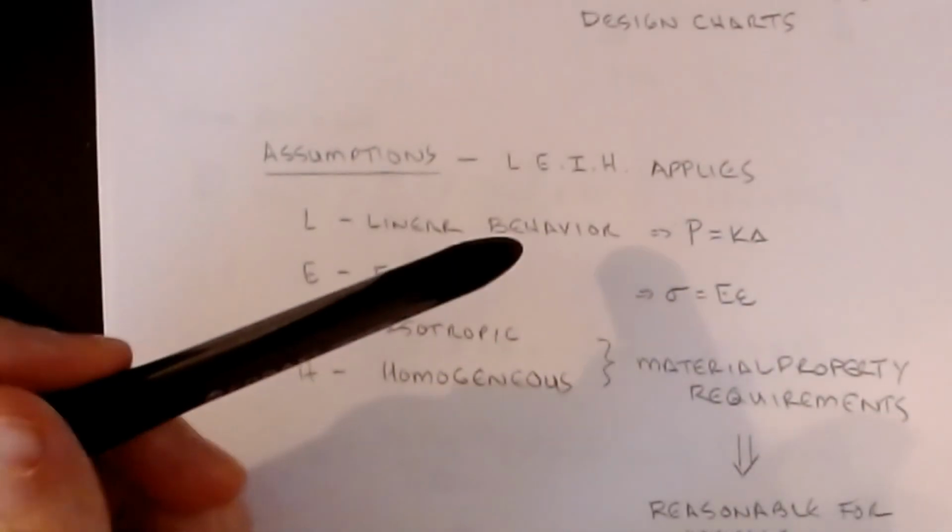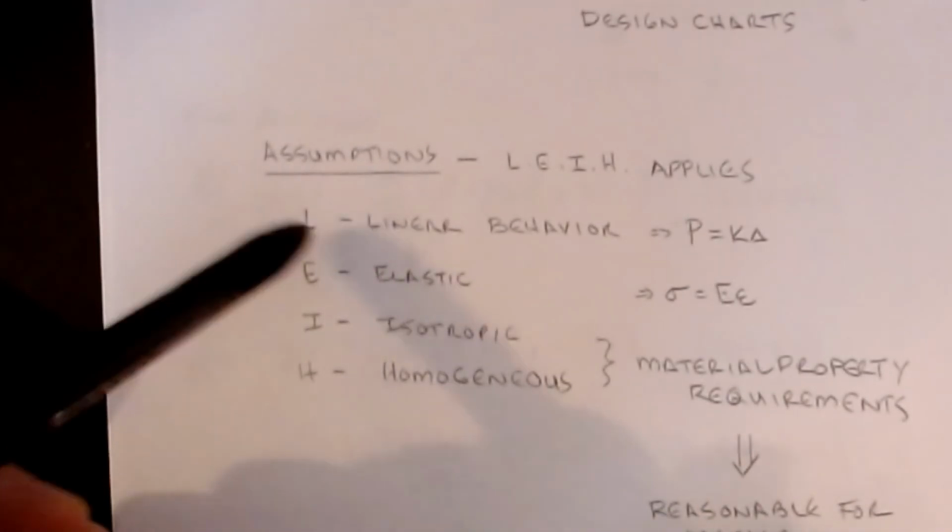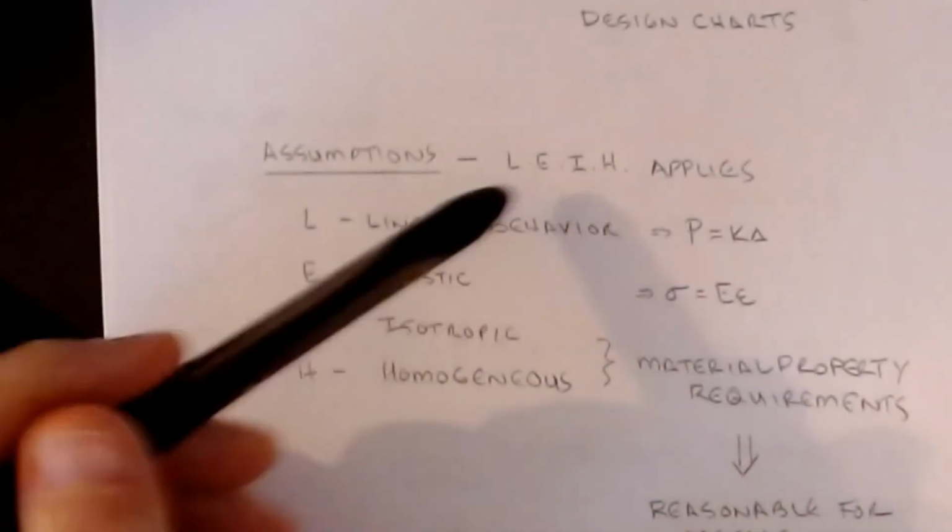Now, certain structures like cable structures are not linear structures and they violate this L, so these methods will not work for them. But for beams, most often this will work.